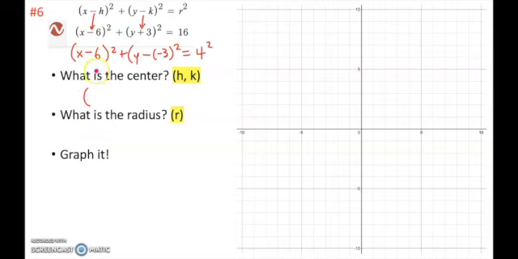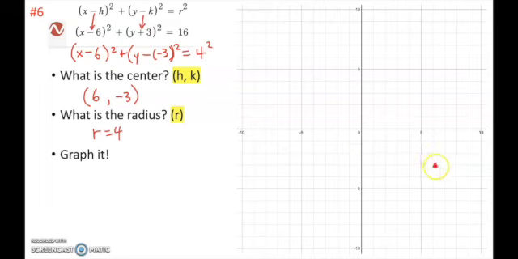So let's find our center. It's x minus h, which is x minus 6. And our k is y minus negative 3. So 6 comma negative 3 is our center. And our radius is going to be 4. So let's graph 6 on the x-axis, negative 3 on the y-axis.